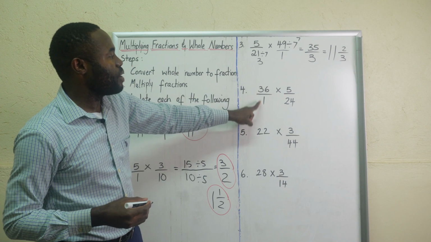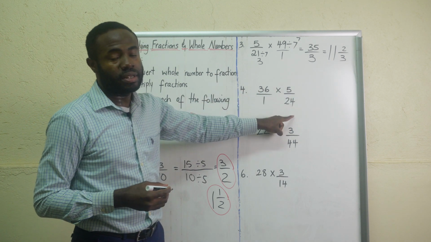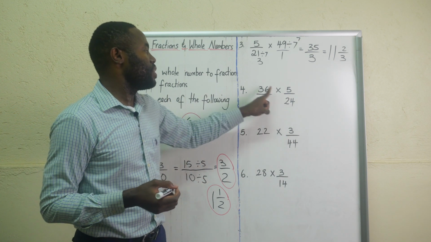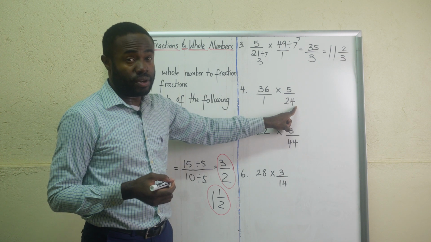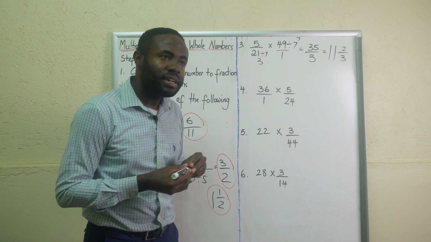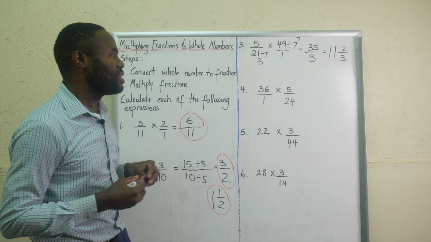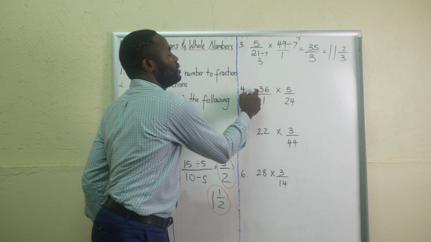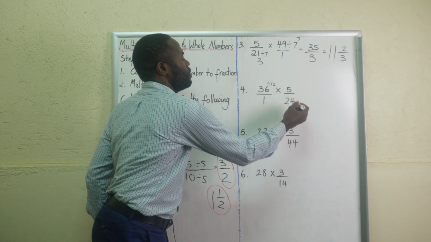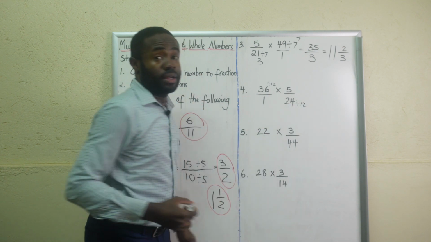Alright, so we have 36 and 1, can't cancel there. We have what? 5 and 24, can't cancel there. So let's check our diagonals, right? So if you look closely right here, you notice that we have what? 36 and 24. Now the highest common factor of that is what? If someone said 2, that's common, but what's the highest? The highest is 12, right? So we would divide the 36 by 12, and we'll also divide the 24 by 12, all right?